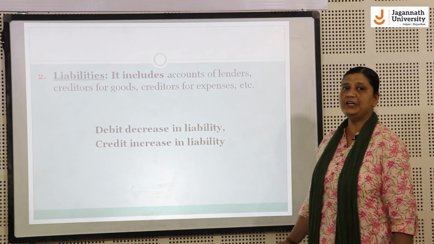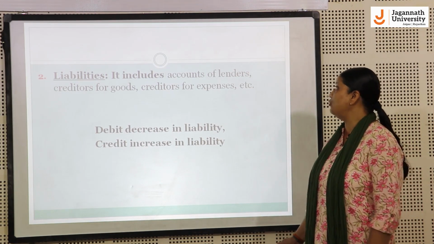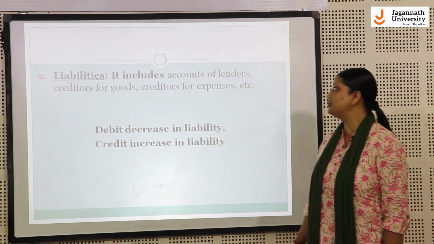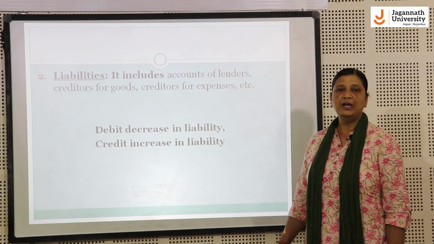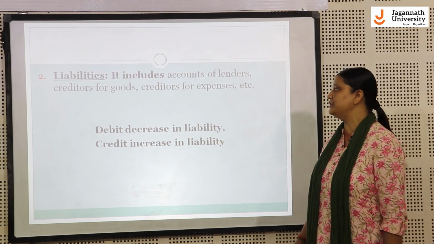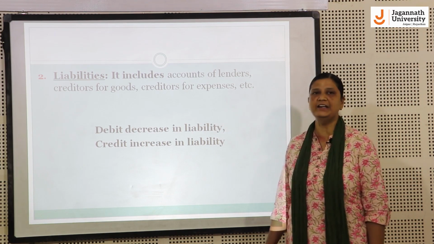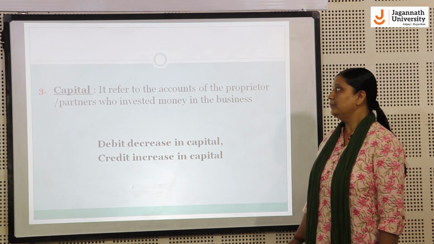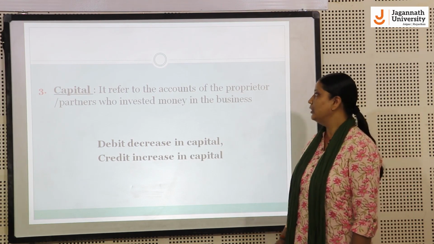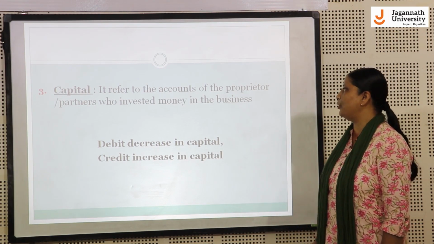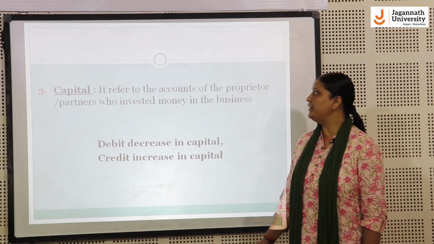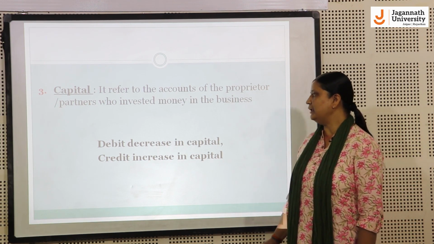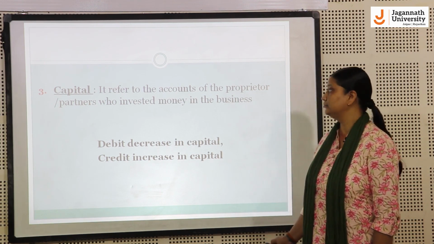Second group is liability. It includes accounts of lenders, creditors of goods, creditors of expenses, etc. And the rule of journal entries for the liabilities is debit decrease in liability and credit increase in liability. Now the capital, or we can say equity. It refers to the accounts of the proprietor or partners who invested money in the business. Debit decrease in capital, credit increase in capital.